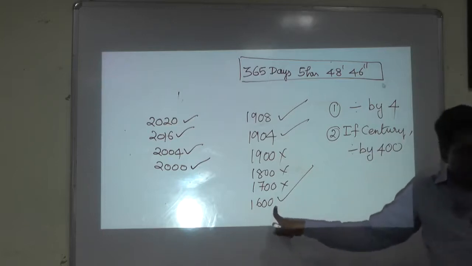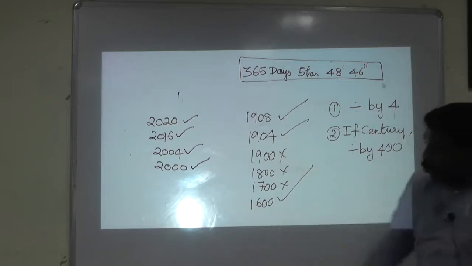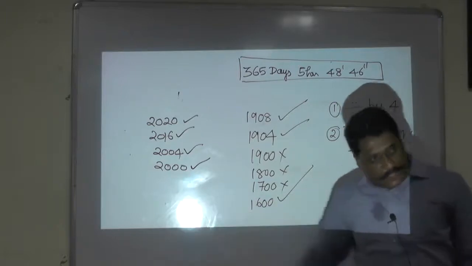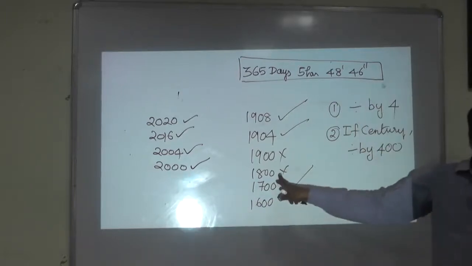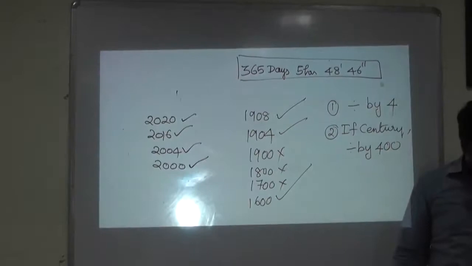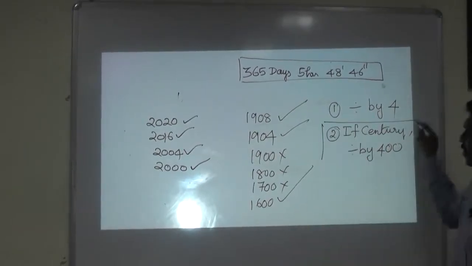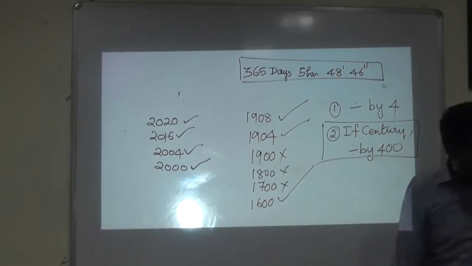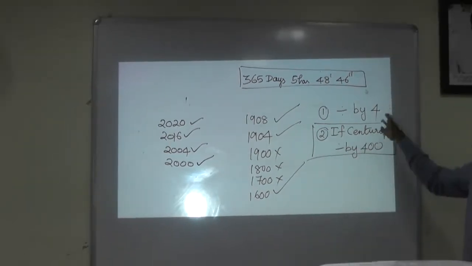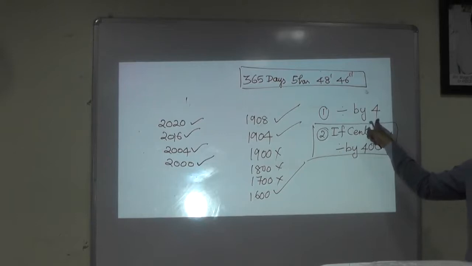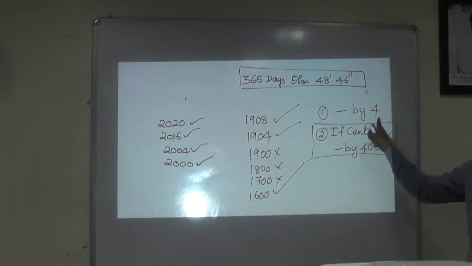1600, is it divisible by 400? Yes. 2000, is it divisible by 400? Yes. What about 1700 and 1800? They are not divisible by 400. Now comes the question, why do I have this condition? If it were 6 hours, I would be having only one condition, right? But that's the reason I said it is not 6 hours.